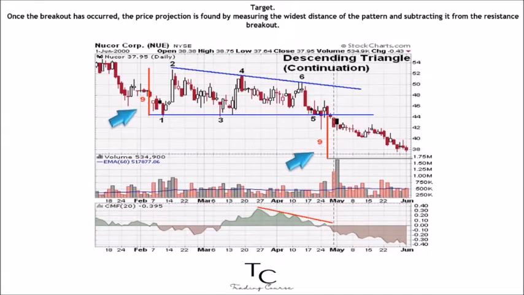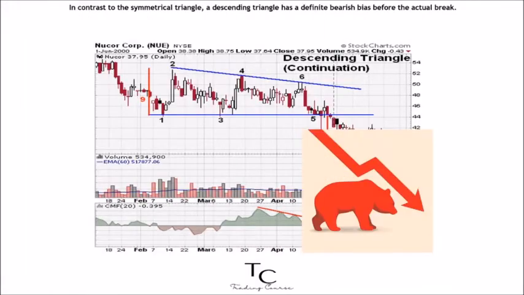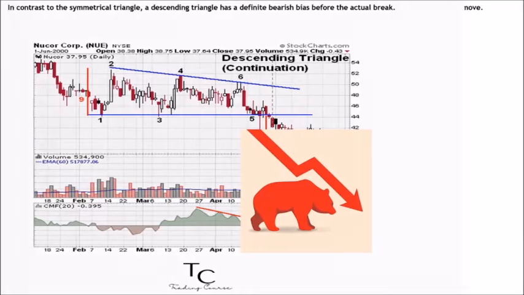Target. Once the breakout has occurred, the price projection is found by measuring the widest distance of the pattern and subtracting it from the resistance breakout. In contrast to the symmetrical triangle, a descending triangle has a definite bearish bias before the actual break.